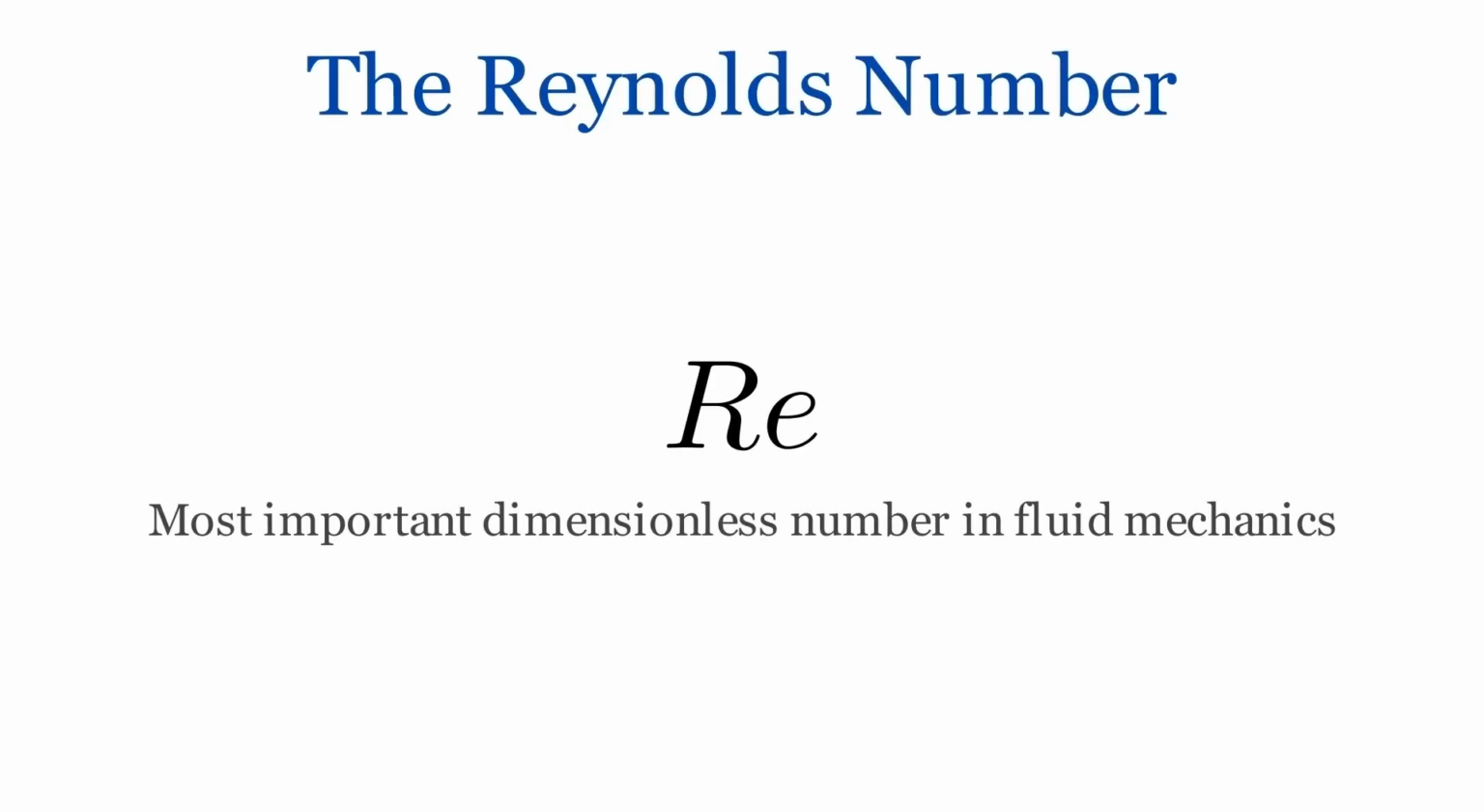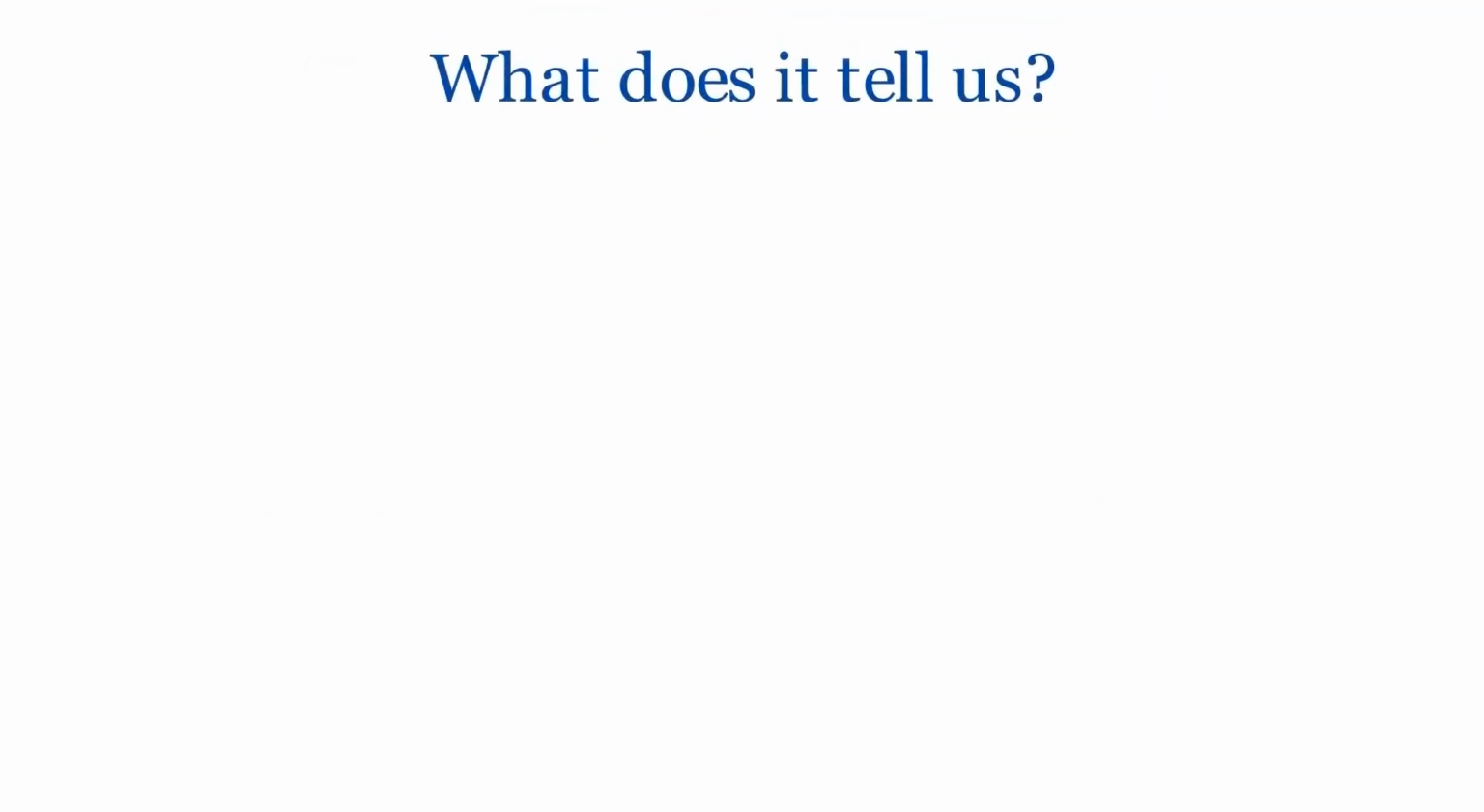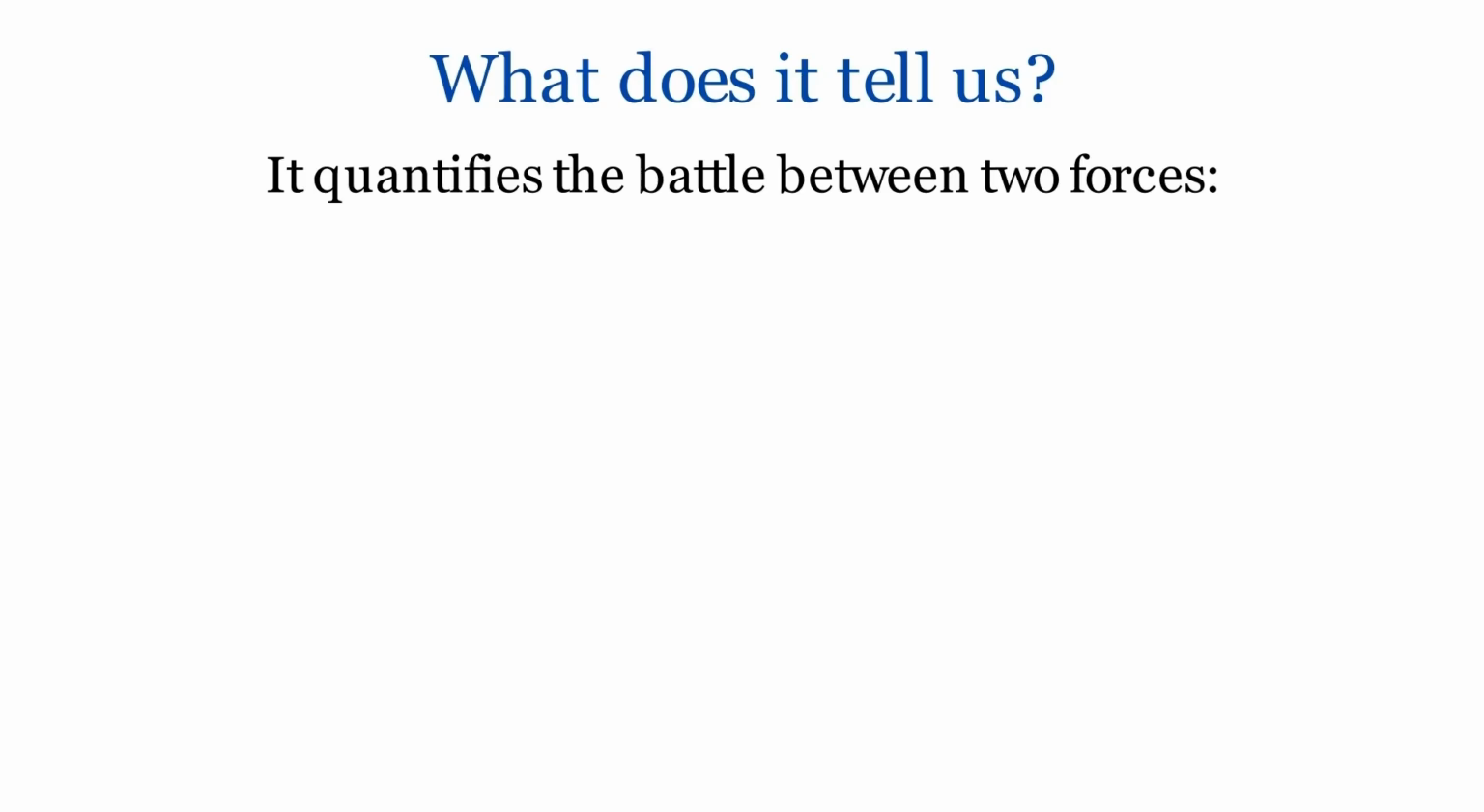First up, the Reynolds number, symbol Re. This is arguably the most important dimensionless number in fluid mechanics, named after Osborne Reynolds, who discovered it in 1883. What does it tell us? Reynolds number quantifies the battle between two forces in a flowing fluid.